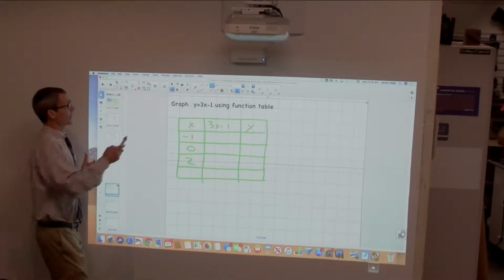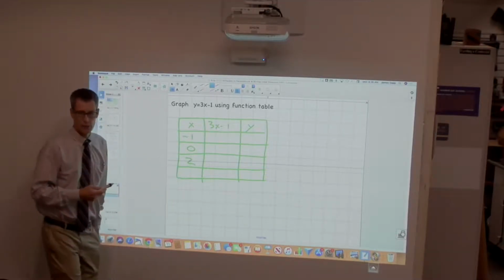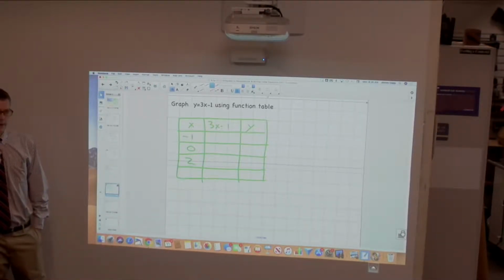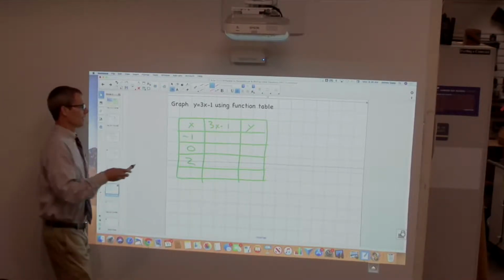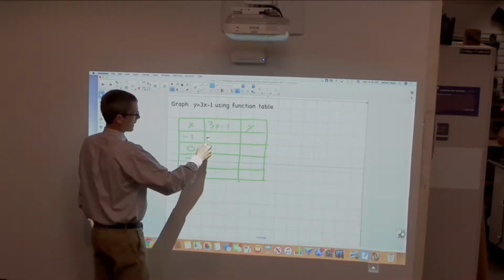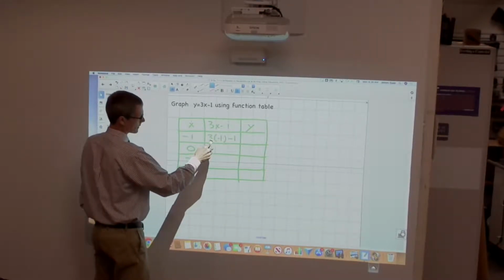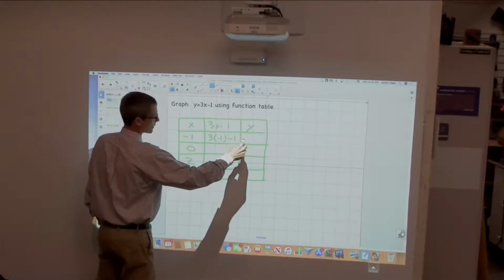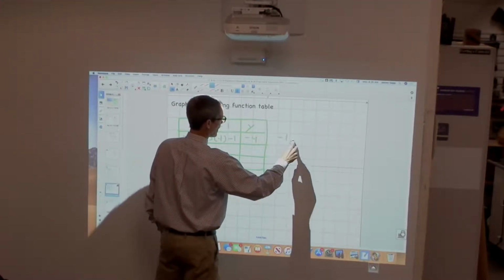So what do I do next? Well, I just need to put these numbers into this function, y equals 3x minus 1, or f of x equals 3x minus 1. Negative 1 in there gives me 3 times negative 1 minus 1. So 3 times negative 1 is negative 3, minus 1 is negative 4. So I have negative 1 comma negative 4.